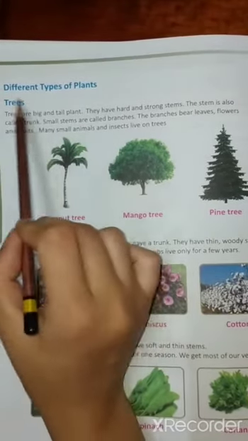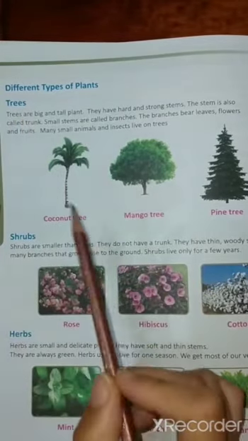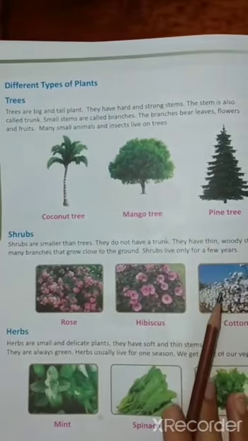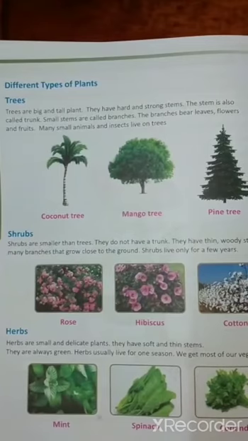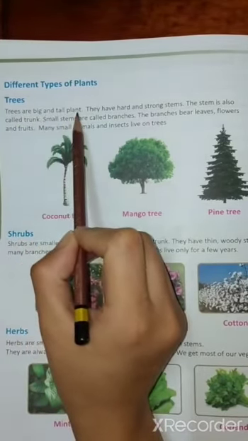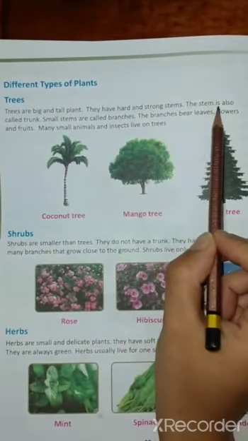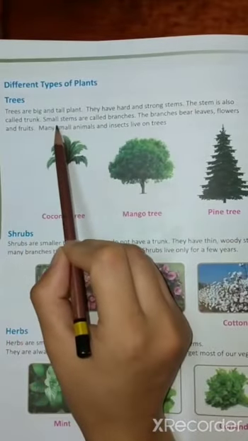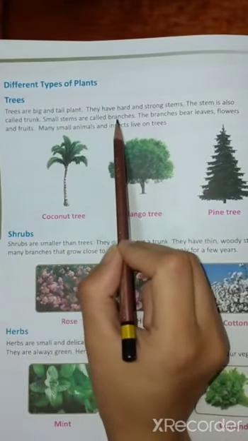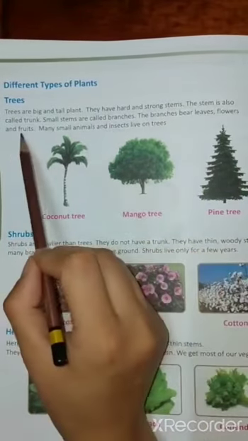Okay, different types of plants. Trees. First one is trees. All of you have seen the trees outside in your schools, in the gardens, outside your houses. Okay, we are going to read about the trees. Trees are big and tall plants. They have hard and strong stems. The stem is also called trunk. Small stems are called branches. The branches bear leaves, flowers and fruits.